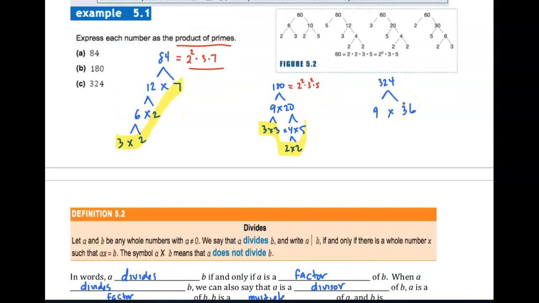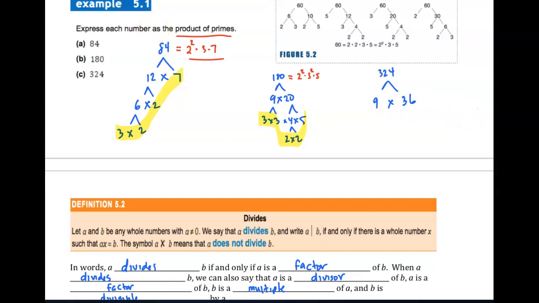That leaves us with trying to do one more, 324. What we know is that 9 times 36 is 324. We're going to break this down further. So this gets broken down to 3 times 3. This one can be broken down many ways. Let's go with 9 times 4, and then this gets broken down to 3 times 3, and this gets broken down into 2 times 2. Once again you have the product of primes, and we conclude that 324 is the same as 2 squared times 3 to the power of 4.